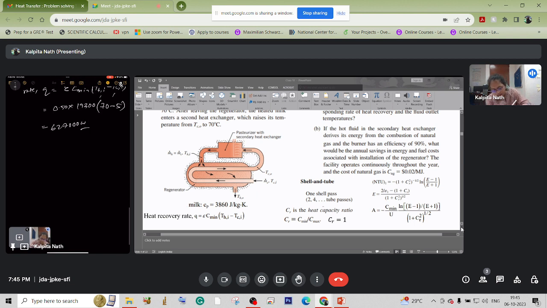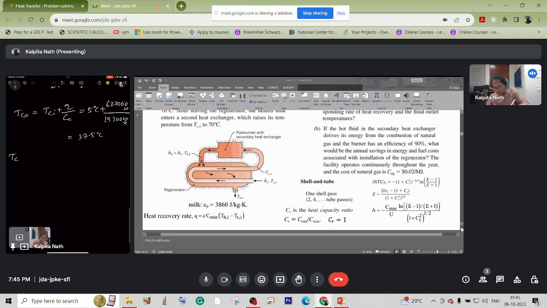Now we need to find the outlet temperatures. First Tc outlet, by energy balances for the cold fluid and hot fluid, we can easily calculate that. So Tci plus Q upon heat capacity. The heat capacities of both are the same. So this is 5 degrees Celsius plus 627,000 watt upon 19300 watt per Kelvin. So this will come out to be 37.5 degrees Celsius.